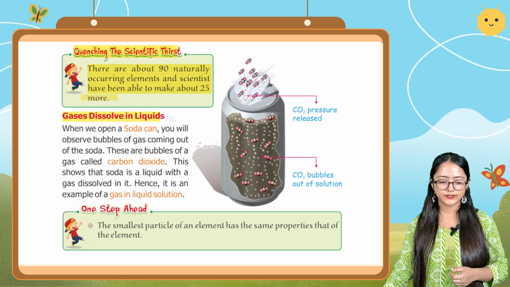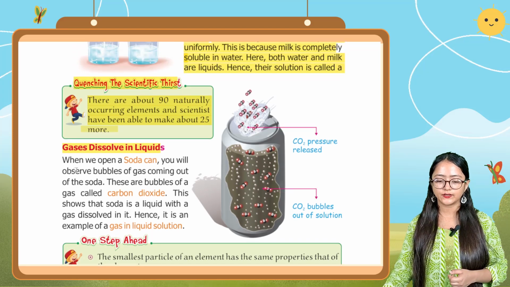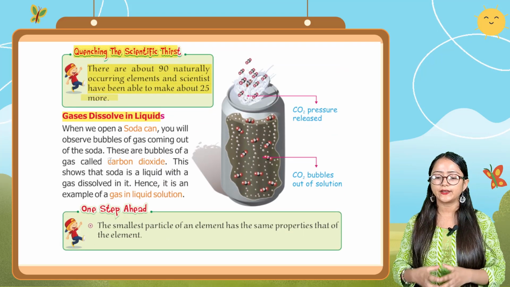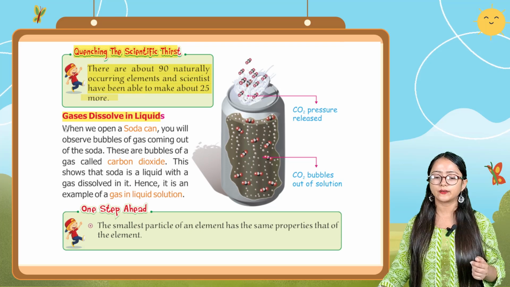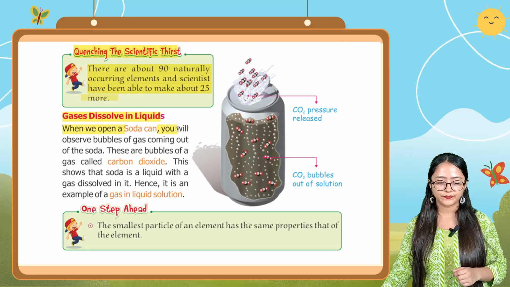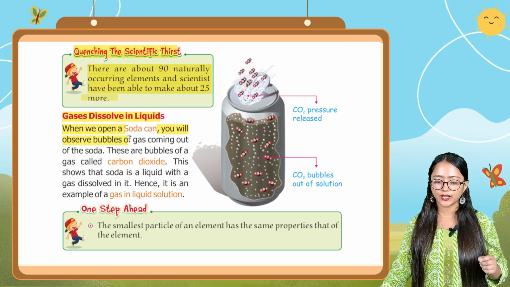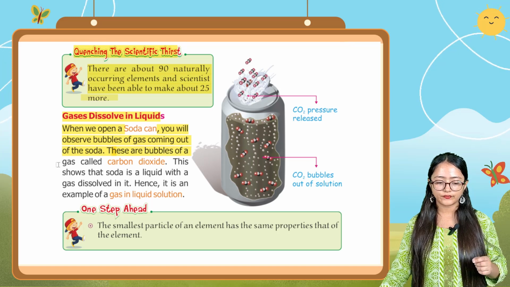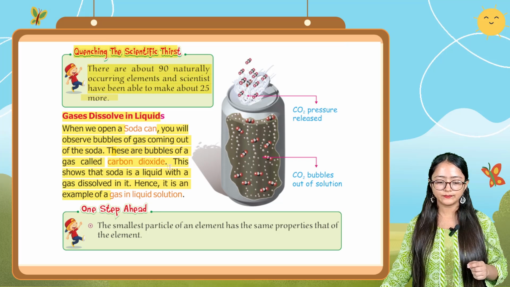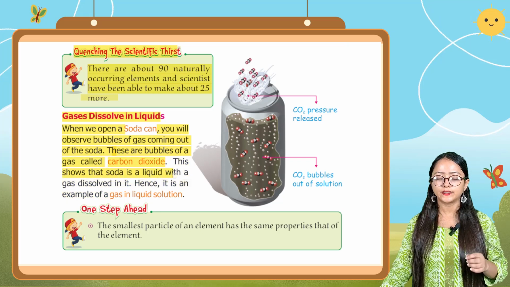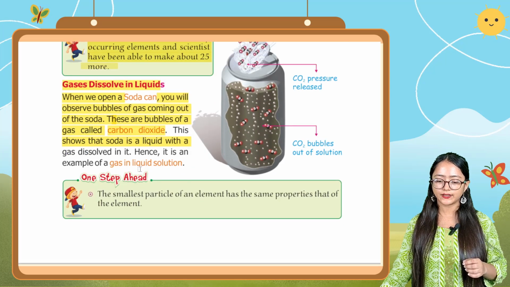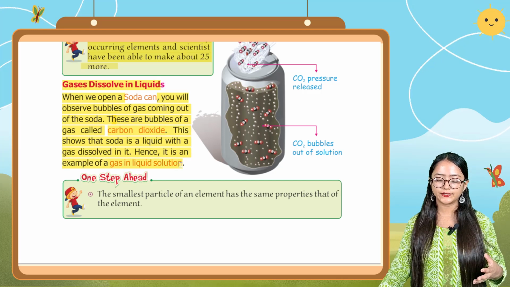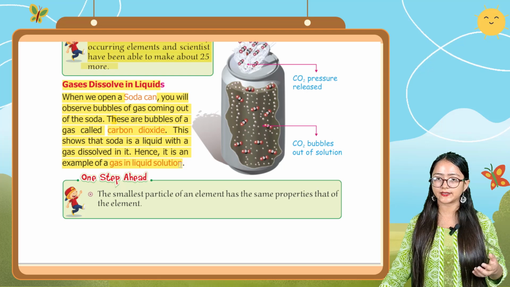Now the next point is gases dissolve in liquid. First we saw that solid dissolves in liquid. The next one was liquid dissolves in liquid. Now here comes gases dissolve in liquid. When we open a soda can, you will observe bubbles of gas coming out of the soda. These are bubbles of a gas called carbon dioxide. This shows that soda is a liquid with a gas dissolved in it, hence it is an example of a gas in liquid solution.